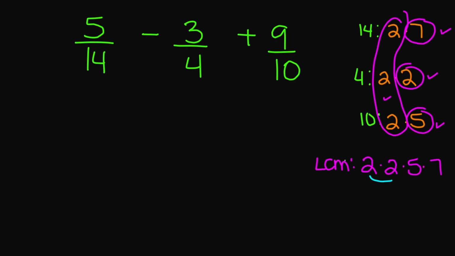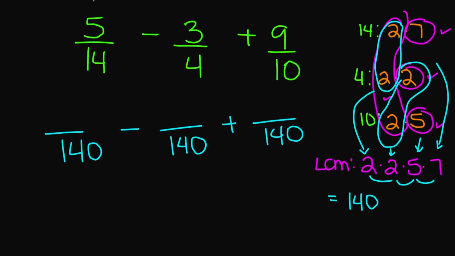Now let's find our least common multiple. Let's multiply. 2 times 2 is 4. 4 times 5 is 20. 20 times 7 is going to equal 140. So your least common multiple is going to be 140. So that means we need to get 140 in our denominator so that we can add or subtract.